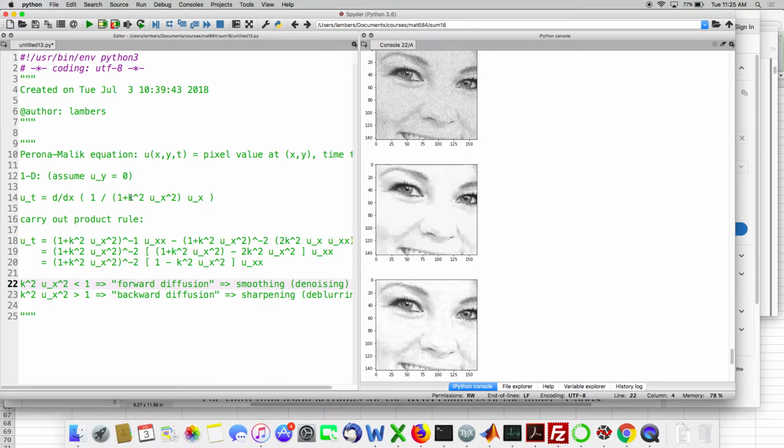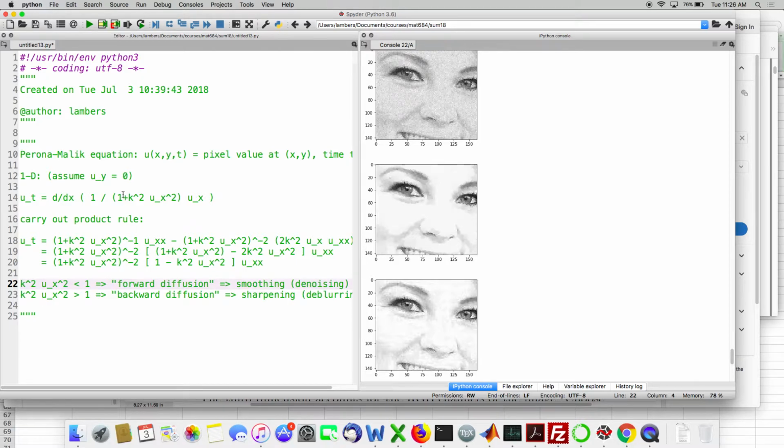So let's suppose that K is relatively large. Well, that's in the denominator, so that makes the diffusion coefficient relatively small. So that would mean that du/dt is roughly 0, so not much change of any kind is going to happen. On the other hand, let's suppose that K is very small. Then, because it's in the denominator, the diffusion coefficient is relatively large, so that's going to be a lot of forward diffusion all over the place. It's going to be smoothing.